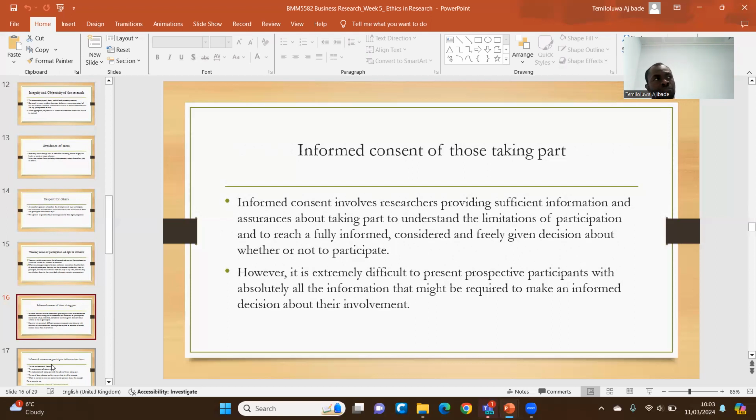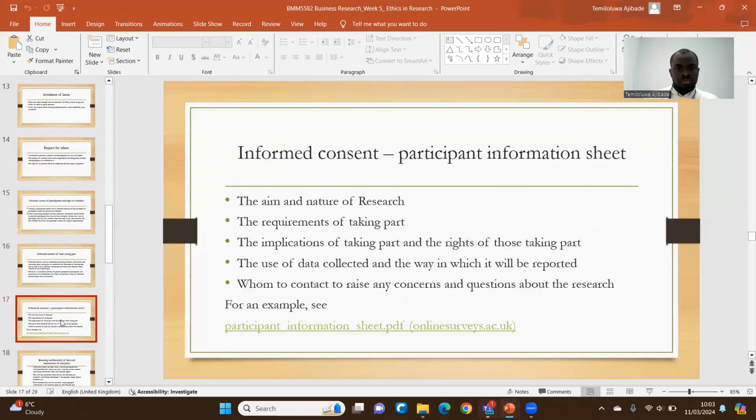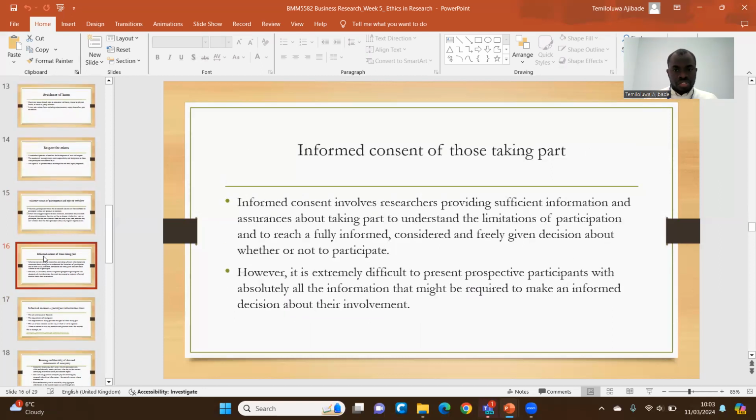So let them know what the research is about. And you have to obtain their consent to carry on with the research. And where you've not obtained that consent, it is advised that you don't continue with the research. All right, going forward, we have another point. Okay, still on informed consent.